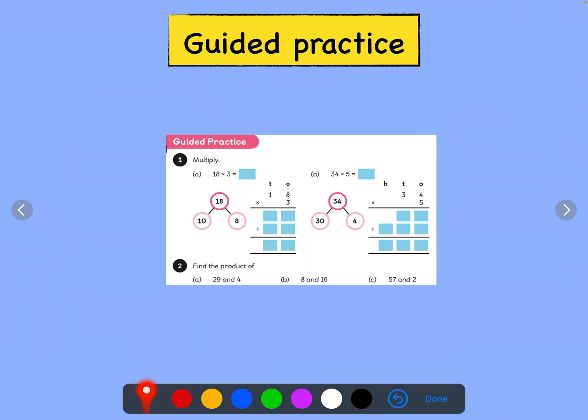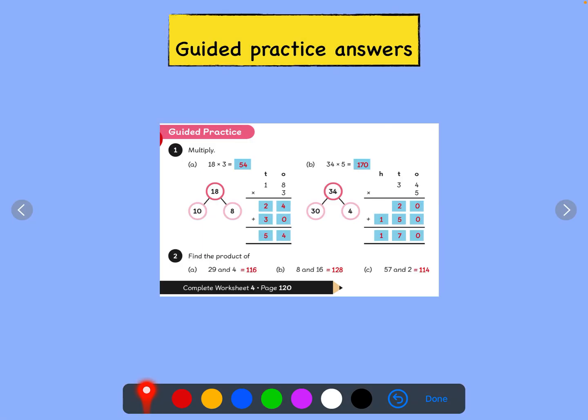In our guided practice, we're going to do the same thing for 18 times 3, 34 times 5, and question 2 for A, B, and C. So we need to break 18 into 1 10 and 8 1s. So we are going to multiply 8 times 3, put our product down here. Then we need to multiply diagonally, 1 times 3, put our product here, and then we add the products. We are going to do the same for question B. Then for A, B, and C, you need to go and do the column method yourself in your books. And don't forget perfect presentation.